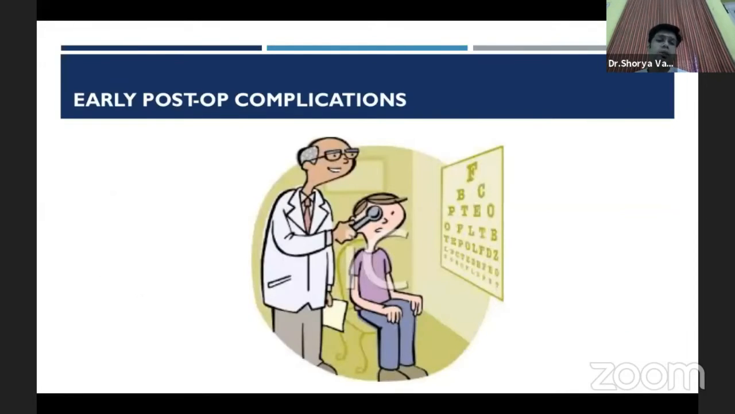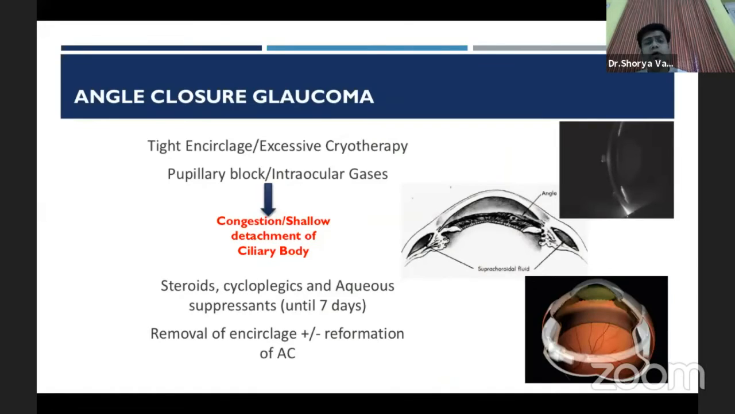Now going to early post-op complications, you can face angle closure glaucoma due to tightening of the encircler or necessary cryotherapy. You might see congestion of the ciliary body, or a shallow detachment of the ciliary body. These can be managed conservatively with steroids, cycloplegics, and aqueous suppressants for a couple of days. If it doesn't resolve, then probably we'll have to go in for removal of the encircler and AC reformation.